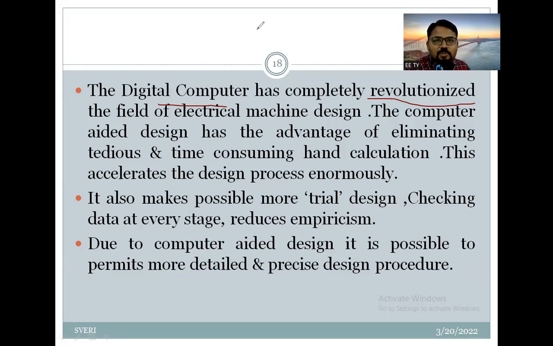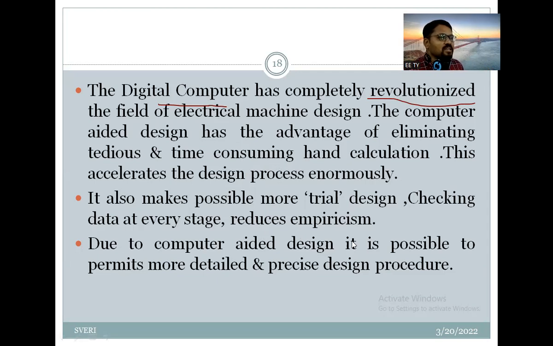So as far as the modern trends in the design of electrical machine is concerned, the digital computer plays the very important role. Why it is called as the modern trends? Because whatever its advantages are there, which advantages? Eliminating the tedious calculations. It is a time consuming method that has been eliminated due to this particular digital computer. And due to this, what happened? Whatever the design process is there, that is accelerated very fast.